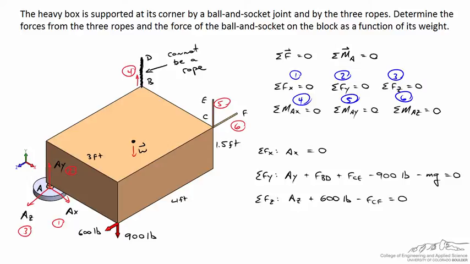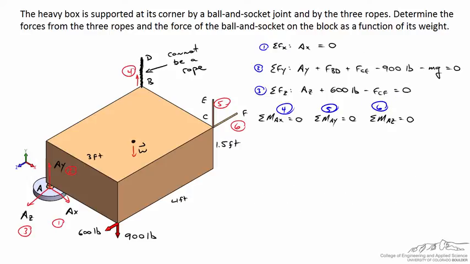The sum of forces in the y direction, or the vertical, we've got AY acting upward. We've got the force of BD acting upwards. Assuming that it's under tension, we'll find that it's not. It's actually under compression. We've got FCE acting upwards, and we've got this downward force of 900 pounds, and we've got weight also acting downwards. In the z direction, I've got, again, the constraint AZ. I've got a 600-pound force, and I've got the force of this rope CF acting in the negative direction.